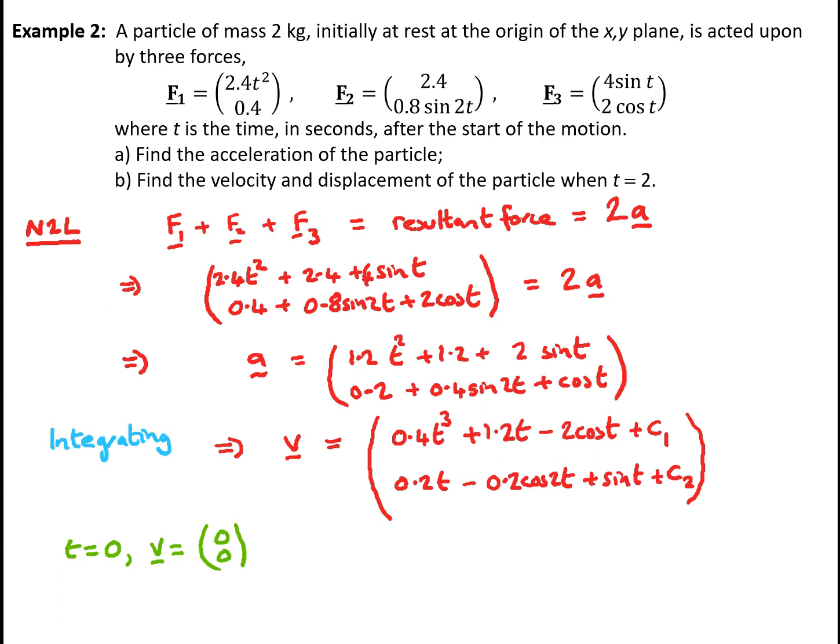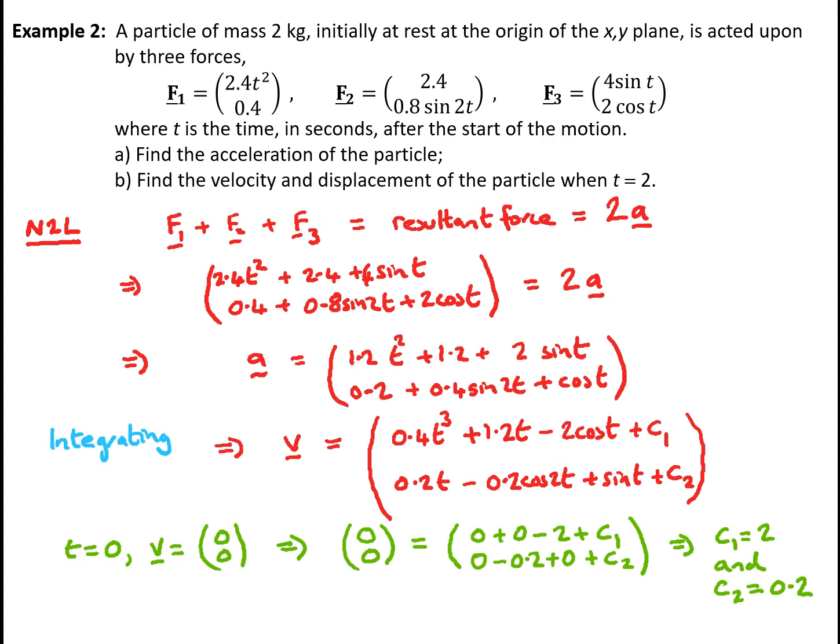So 0, 0 must be equal to 0.4 times 0 cubed plus 1.2 times 0 minus 2 cos 0 plus c1 in the x direction, and 0.2 times 0 minus 0.2 cos 0 plus sine 0 plus c2 in the y direction. And that very rapidly tells us that c1 must be equal to 2 and c2 must be equal to 0.2.